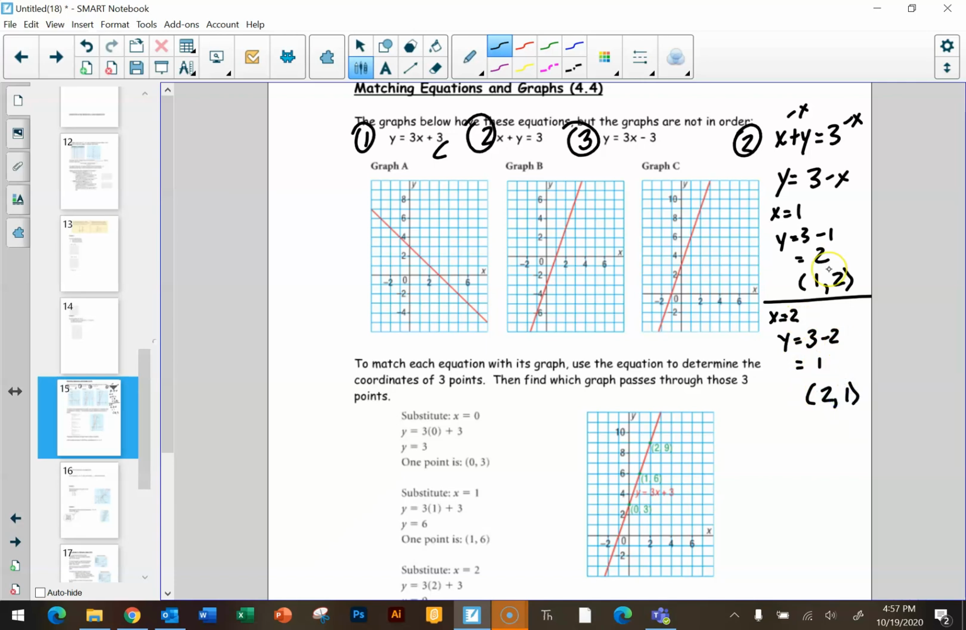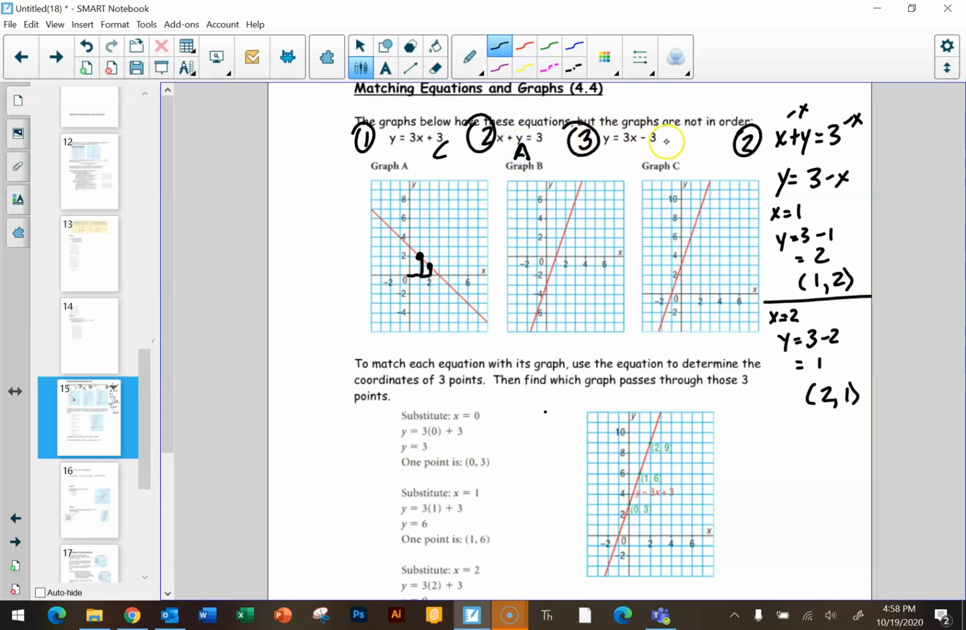Now let's just put those on one of these charts and let's see what happens. We know it's not going to be graph C because we already used graph C. So let's check on graph A. Point 1, 2. So here's 1 and here's 2. And it looks like it is on that point. Let's check 2 and 1. Okay, so we go over 2 and then up to the 1. So it's also on that line. So we can say with a fair degree of confidence, even without checking another number, that this is graph A.